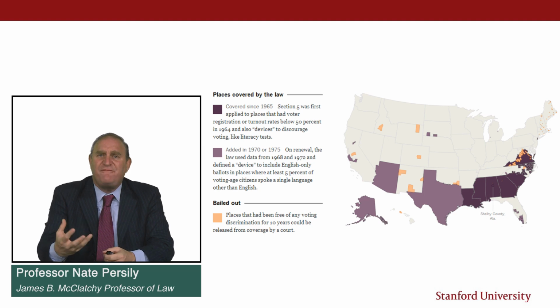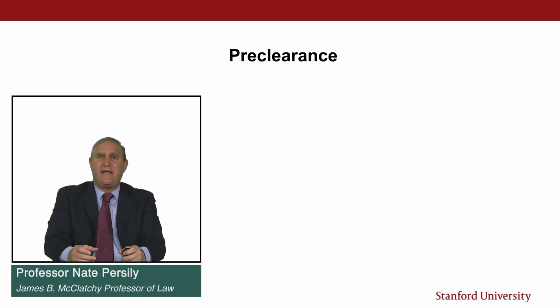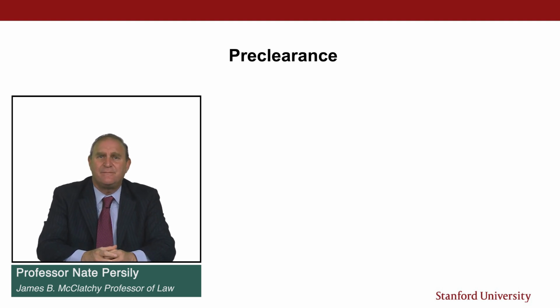So if a jurisdiction was covered under Section 5 of the Voting Rights Act, it had to pre-clear any practice or procedure with respect to voting, regardless of its potential to discriminate. So even if a voting law was making it easier to vote, any change had to be pre-cleared with the Department of Justice or the U.S. District Court for the District of Columbia.